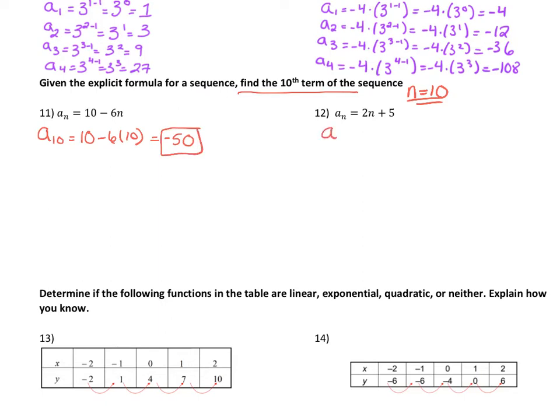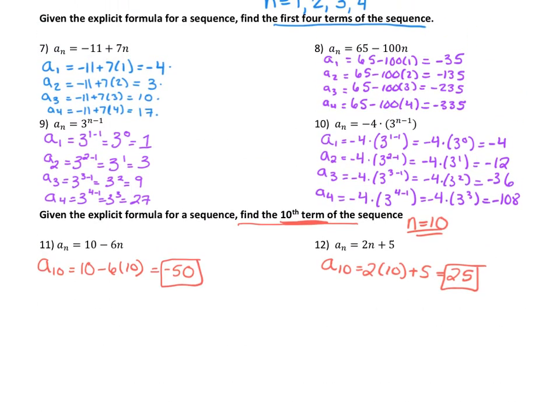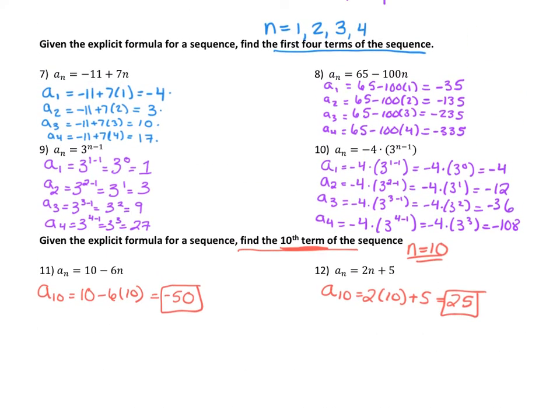Same thing with 12. A10 would equal 2 times 10 plus 5, which would equal 25. And that would be my answer for this one. So when we're finding just a single term, like just the 10th term, we're just plugging in just the one number. Versus in the problems above, we were finding the first 4 terms, we need to plug in 1 through 4.